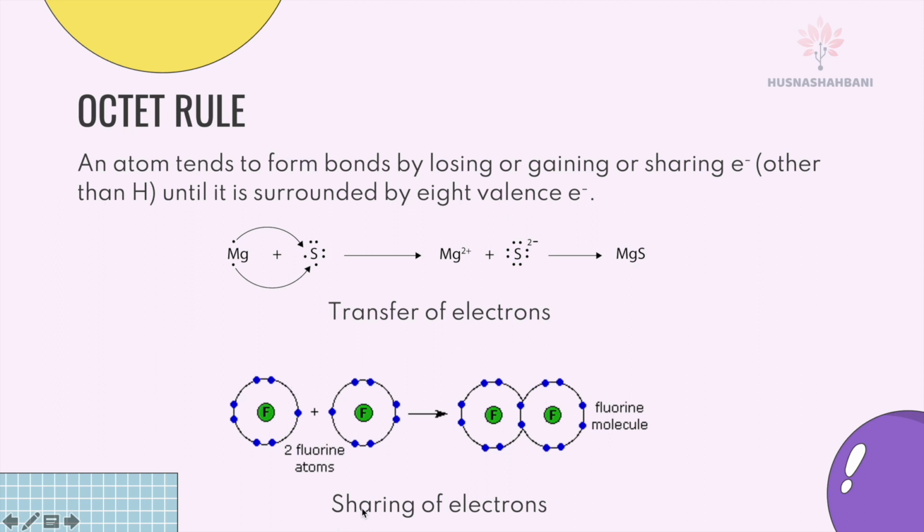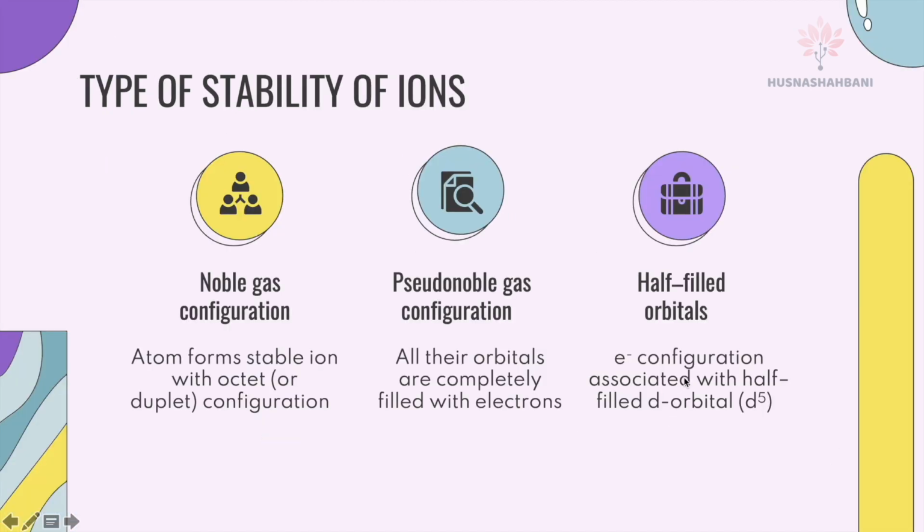And the example for sharing of electrons, usually in a covalent bond. This shows 2 fluorine atoms having 7 valence electrons each, sharing 2 electrons for them to follow the octet rule. So both of them are surrounded by 8 valence electrons while they are sharing the electrons.